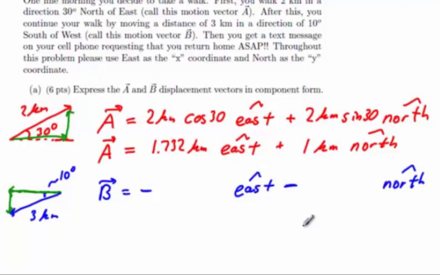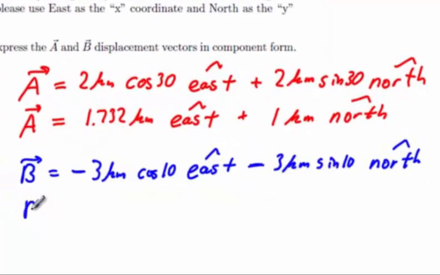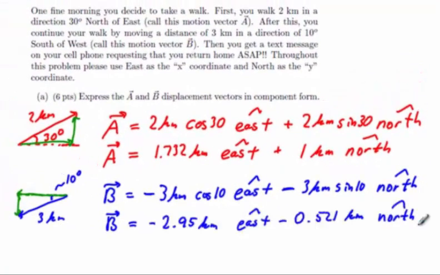The east component is adjacent to the 10 degrees and is therefore 3 kilometers times the cosine of 10 degrees, and the north component is opposite to the 10 degrees, so it is therefore 3 kilometers sine of 10 degrees. We simplify this expression by calculating out the sine and cosine, so that the east component of B is negative 2.95 kilometers and the north component of B is negative 0.521 kilometers.